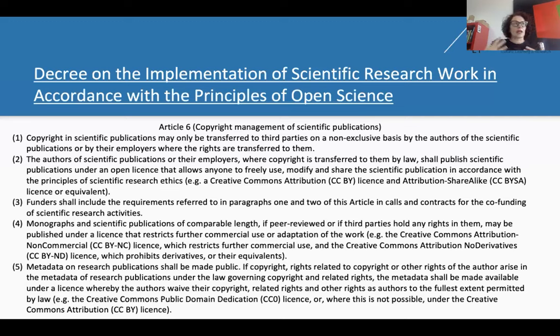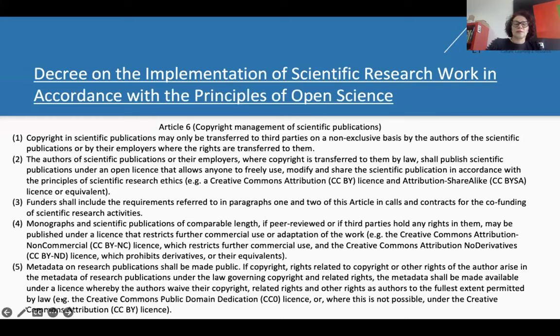So in some cases, the author will still keep the rights, but in cases when the research results are created in the employer-employee relationship, these rules concern employers. So these are two different situations. In both situations, the work needs to be licensed on a non-exclusive basis under licenses that allow anyone to freely use, modify, and share the scientific publication in accordance with the principles of scientific research ethics. For example, the CC BY license or attribution share alike license is applicable in these cases. This concerns copyright management of scientific publications.